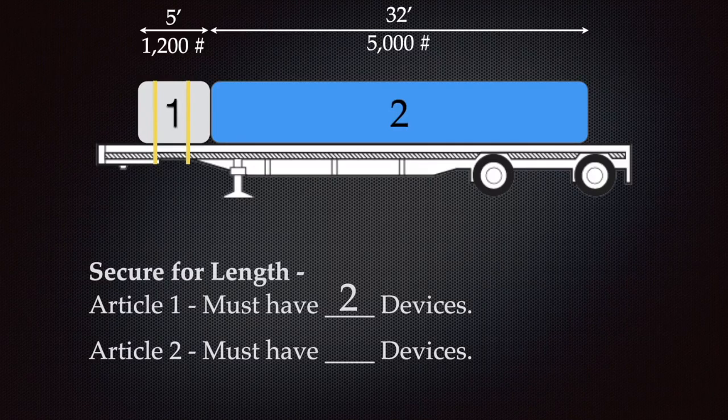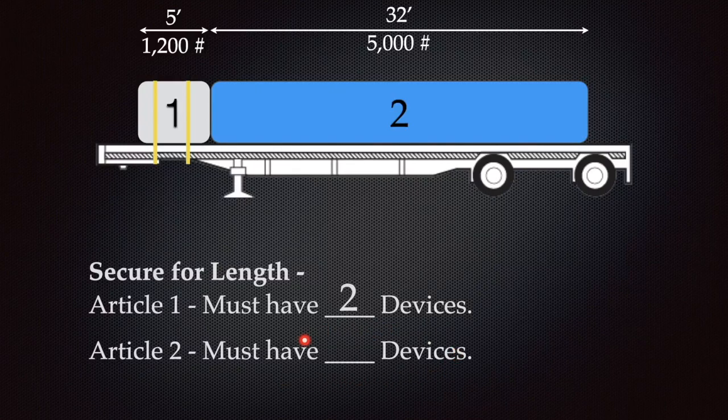It is in contact. Now one of the frequently asked questions I get right here is, well Ryan, what if there's only a 1-inch gap? Well, if it's a gap, it's not touching. It has to be touching the cargo in front of it. If it's not, they're going to apply this rule. So it does have to be in contact. Okay, so block number 2 is in contact with block number 1. So we're going to secure it.